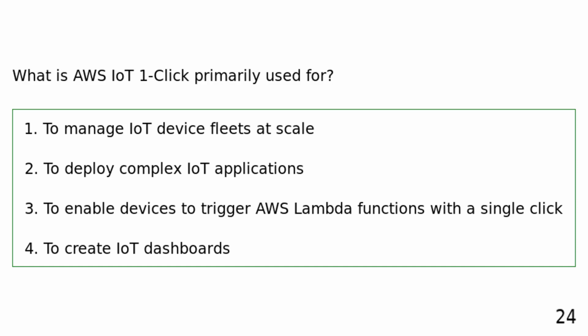What is AWS IoT one-click primarily used for? To manage IoT device fleets at scale. To deploy complex IoT applications. To enable devices to trigger AWS Lambda functions with a single click. To create IoT dashboards.